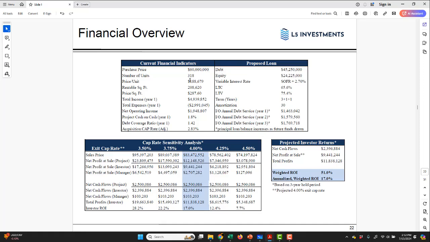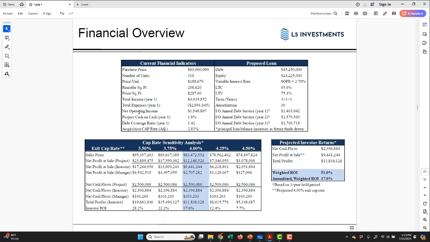Okay, so it's giving you the number of units, the price per unit. So this is basically the total price divided by the number of units. It's giving you a price per square foot. So these are important metrics in valuation. Okay, so you may know the Texas market well and realize, hey, 188,000 a unit is actually a pretty good deal for the market right now, or it may not be. So that's why these metrics are there.